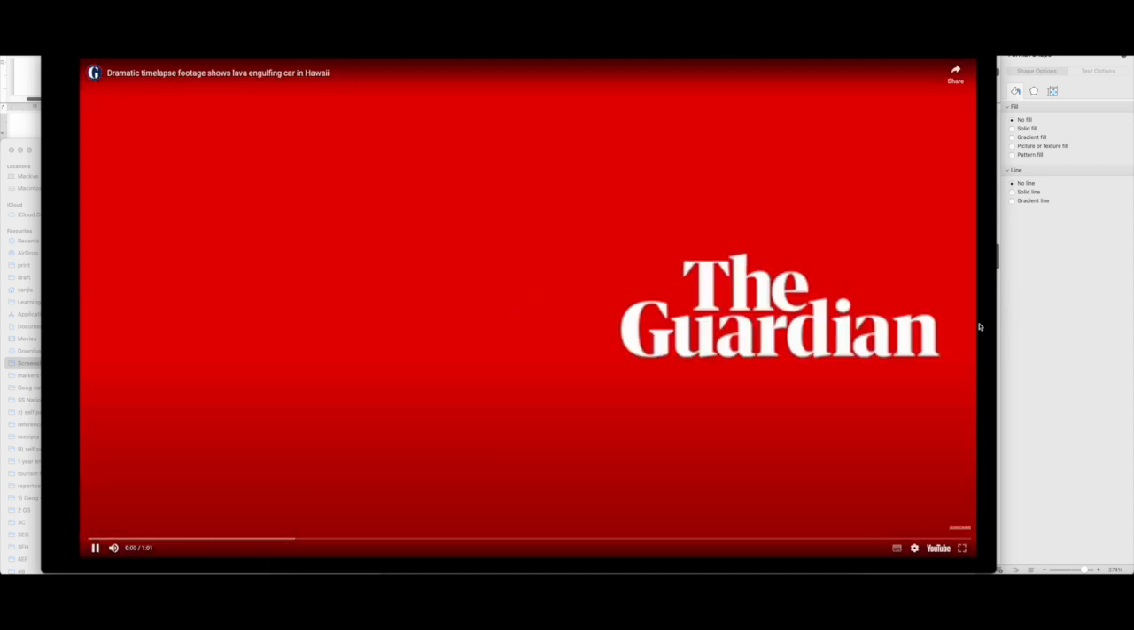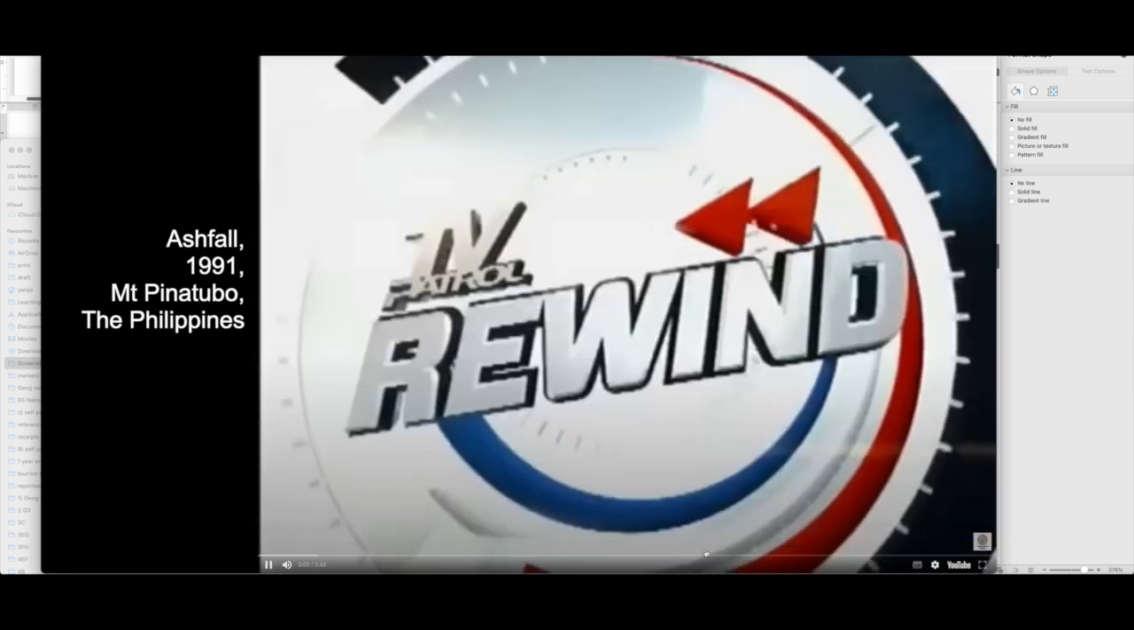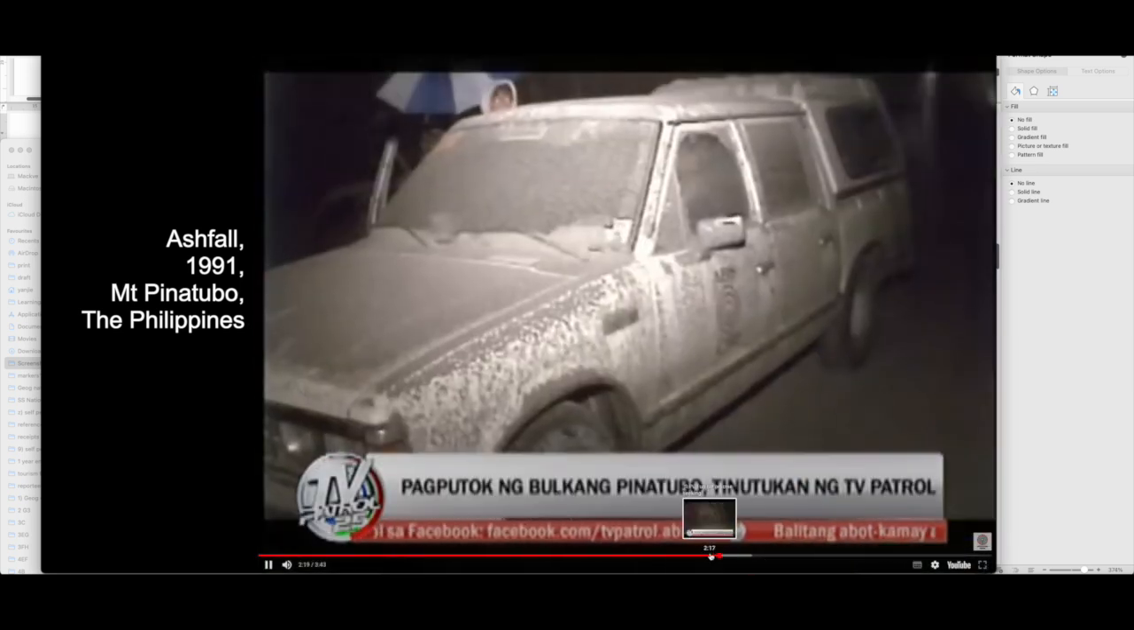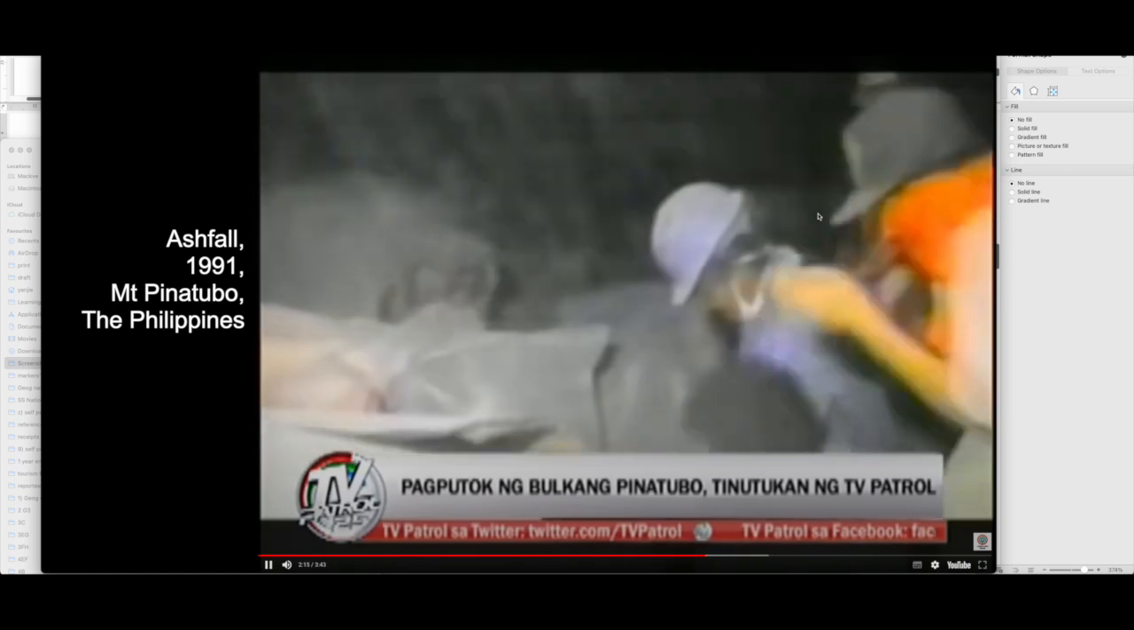We talked about lava flow already, so I'll skip this. This is ash fall from Pinatubo. In 1991, Mount Pinatubo in the Philippines had a very major eruption. After it erupted and the ash was falling, what does it look like? Let's take a look. This is the ash falling. It's not just a misty sky. You can see particles falling down.